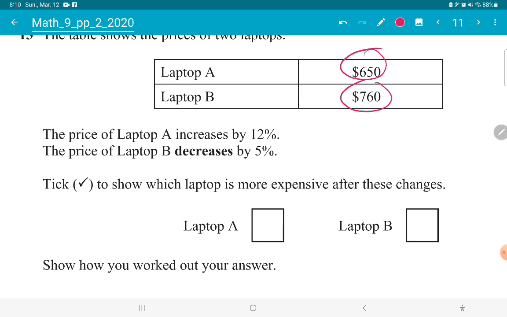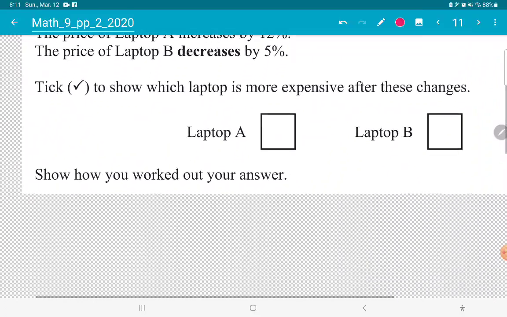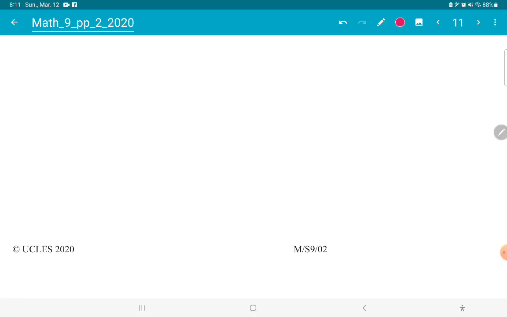So first one, what happened to it? Increased by 12%. So 650 plus 650 multiplied by 12%, and get this answer. And for this one, instead of a plus, minus the same price, and is it by 5%? This is 5%. Be careful, 0.05. And then you get this number and that number and compare.